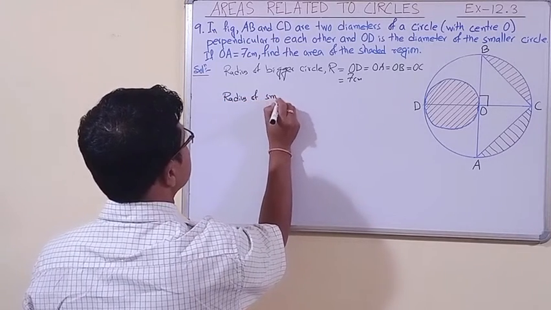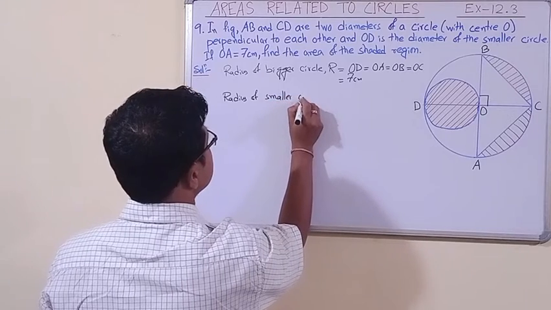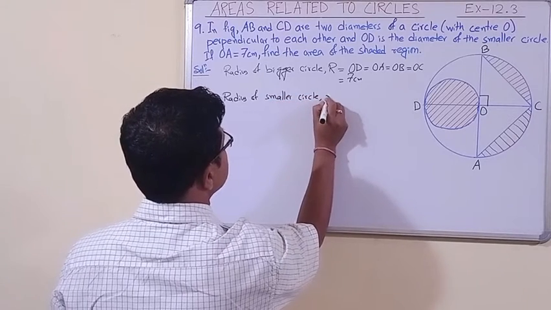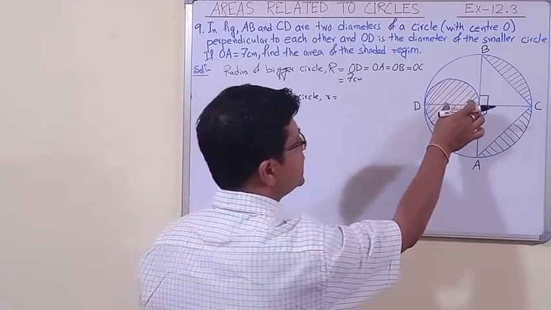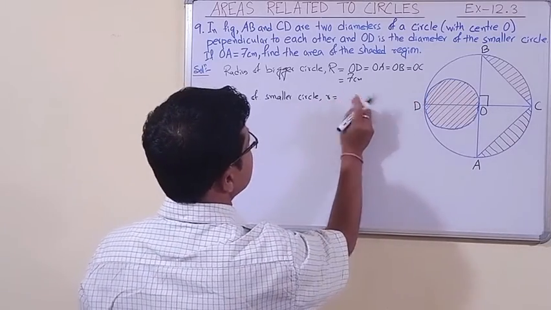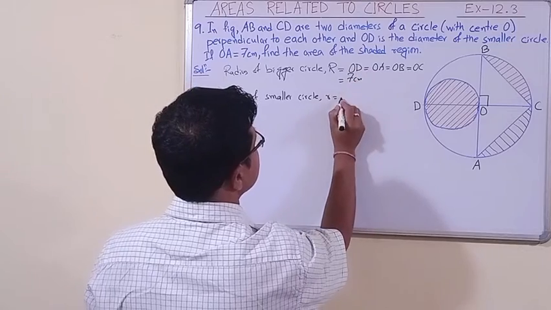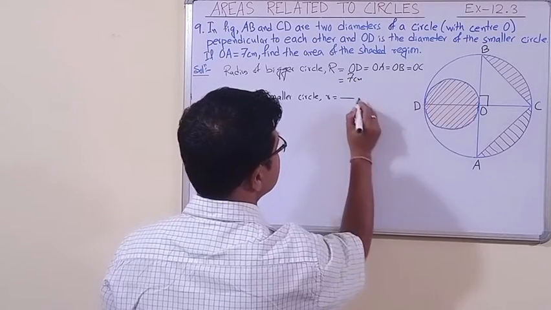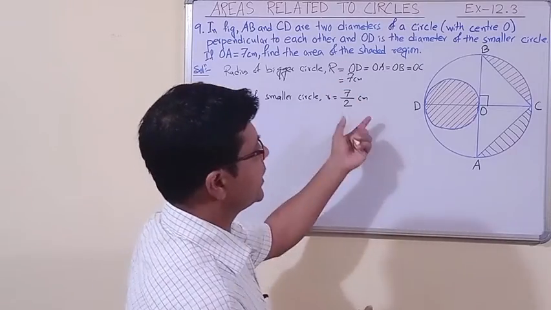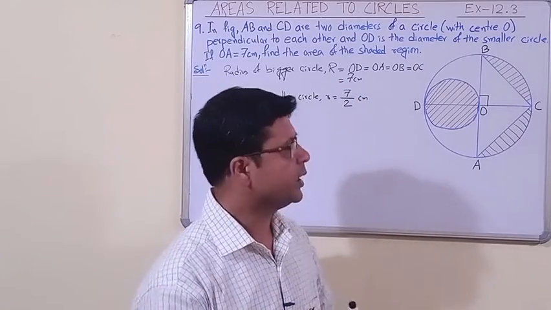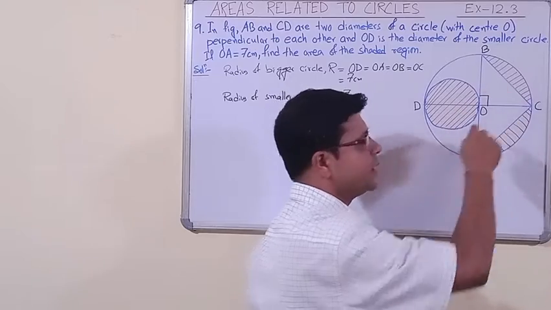smaller circle. OD is the diameter of this smaller circle, so the radius will be half of this. OD equals how much? 7 centimeter. So this is the diameter, so the radius will be 7 by 2 centimeter. We have written this from the given part. Now we have to find the area of this shaded region.